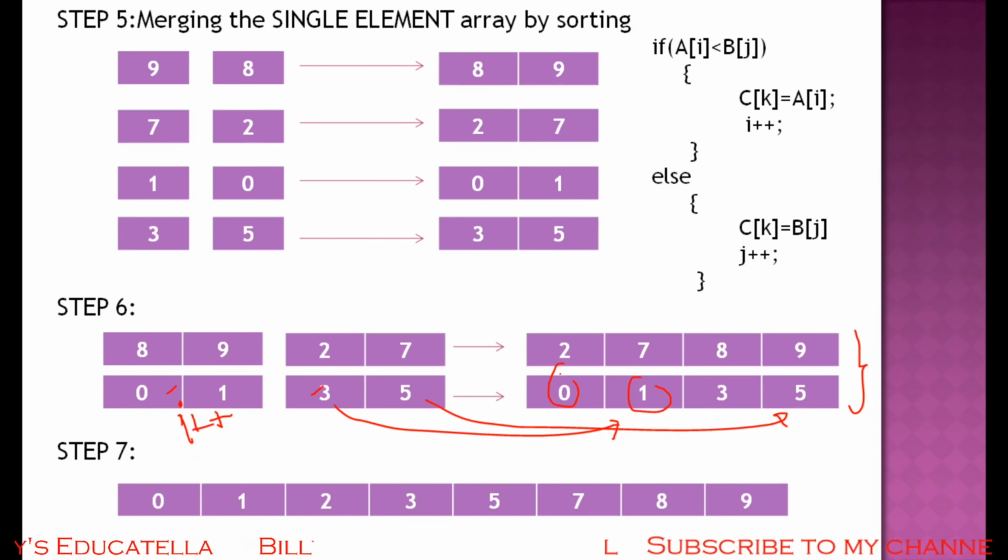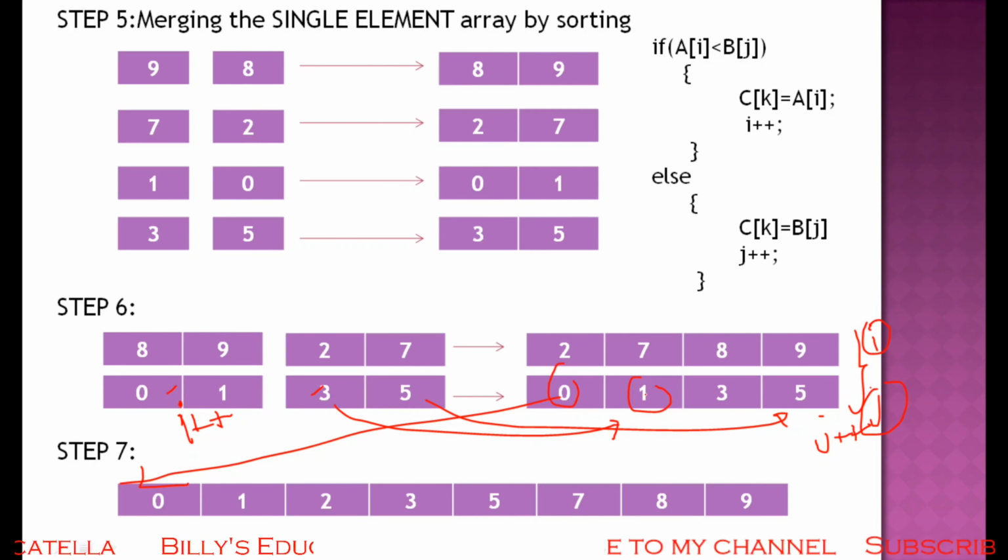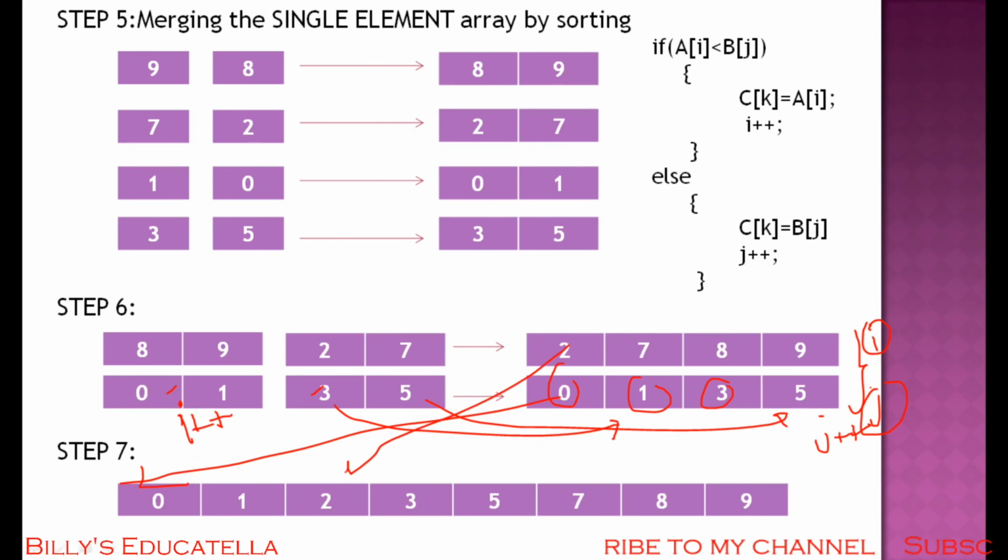So here 2 and 0 are compared. So 0 is less than 2. So 0 is put into this array. Next 2 and 0: this array is j and this array is i. So j plus plus. So 2 and 1 are compared. 1 is less than 2. So 1 is put into the array and it is incremented. 3 is compared with 2. 3 is greater than 2. So 2 is put into the array and i is incremented.